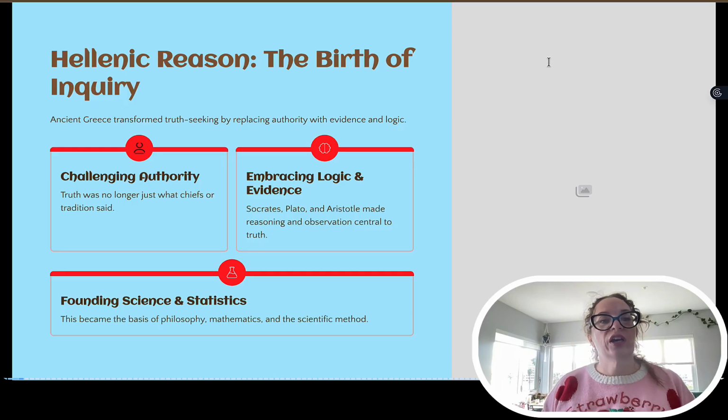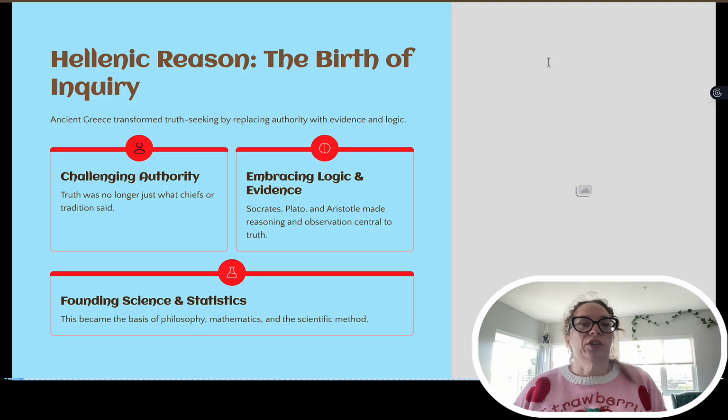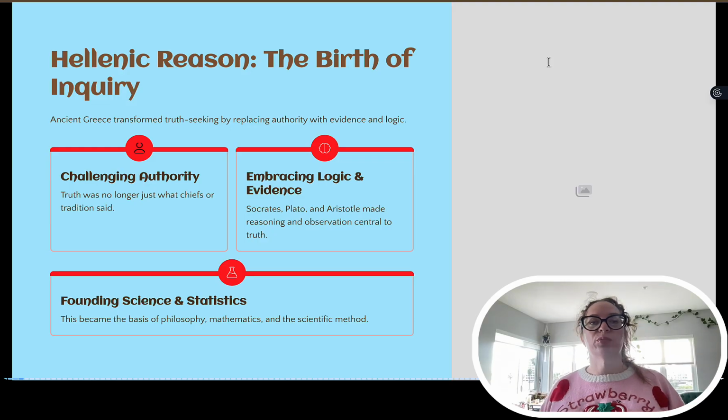The most important question they asked was, how do you know if something is true? That, of course, sounds simple, but it's not. Before the Greeks systematized it, the primary answer to how do you know if something is true was because the chief said so, or because the priest said so, or because our ancestors always believed it. So authority and tradition were the sources of truth. This is not a small thing. Authority and tradition are genuinely important sources of knowledge, and we shouldn't dismiss them.